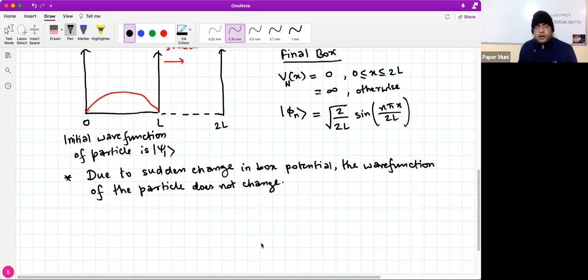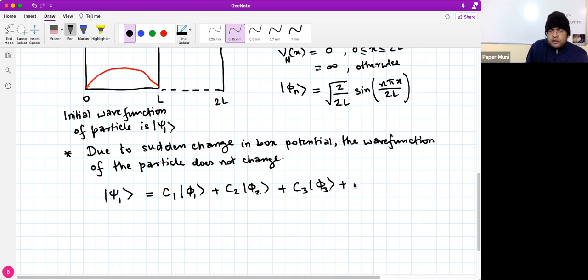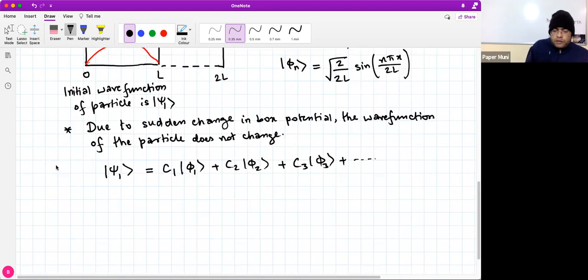Clear? Now, since the particle wave function remains the same, the initial wave function can be represented in the new well as a superposition of wave functions of the new well. Since this wave function cannot be represented using only a single pure state, it has to be a superposition of several states in the new potential. So we can expand now.